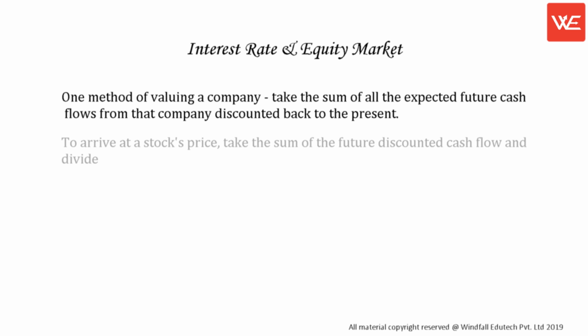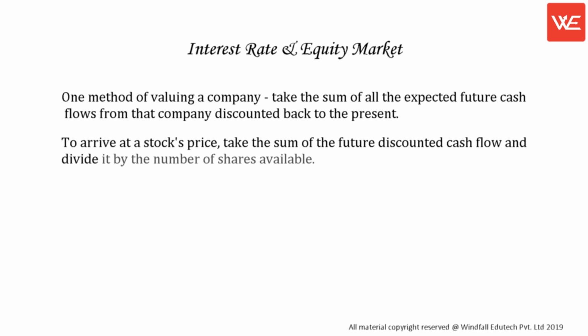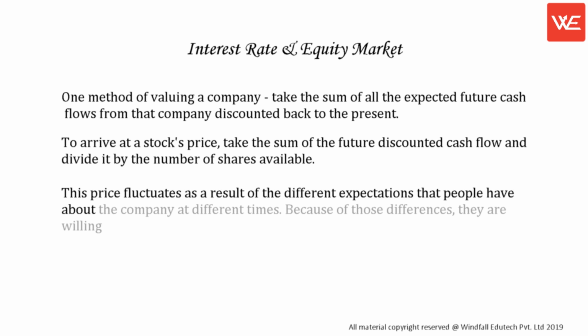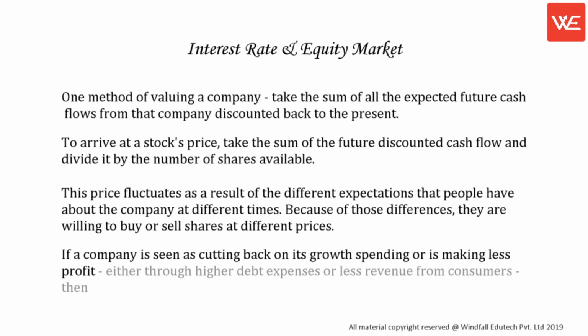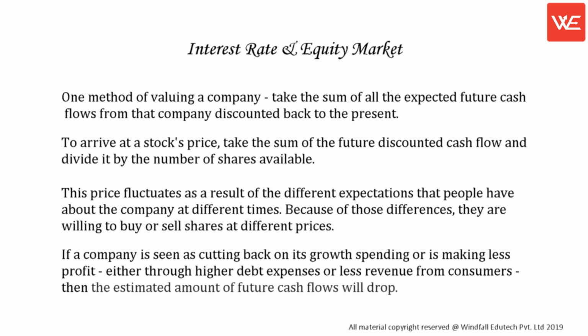To arrive at a stock's price, take the sum of the future discounted cash flow and divide it by the number of shares available. This price fluctuates as a result of the different expectations that people have about the company at different times. Because of those differences, they are willing to buy or sell shares at different prices. If a company is seen as cutting back on its growth spending or is making less profit, either through higher debt expenses or less revenue from consumers, then the estimated amount of future cash flows will drop.